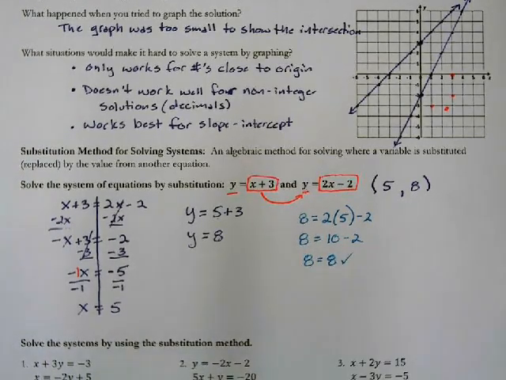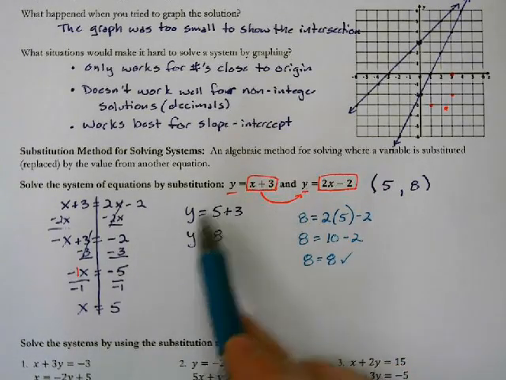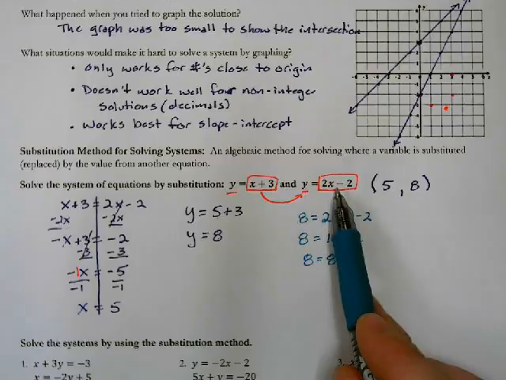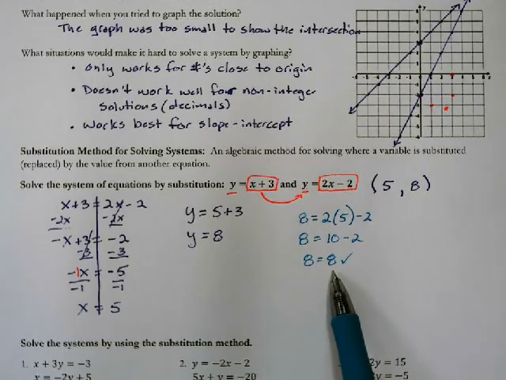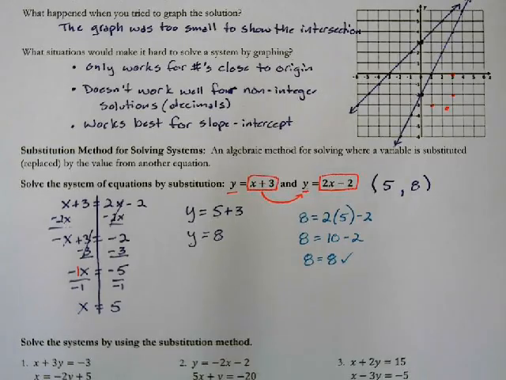So this check, we knew it worked for this equation because we plugged it in there. And now we're checking the second equation. It works for that equation. Therefore, I now know (5, 8) is the answer. So we can know 100% at the end of the problem.